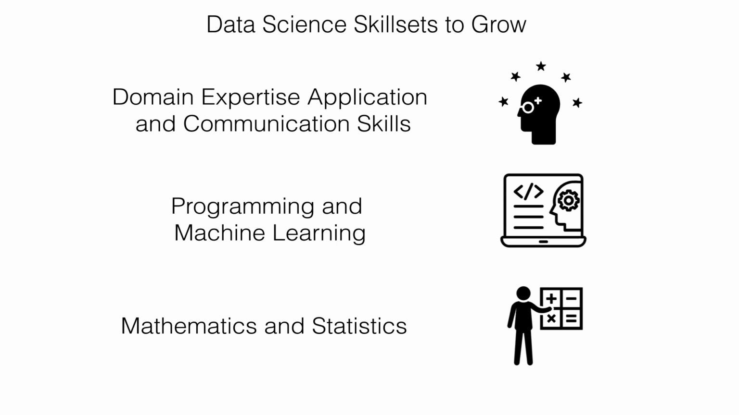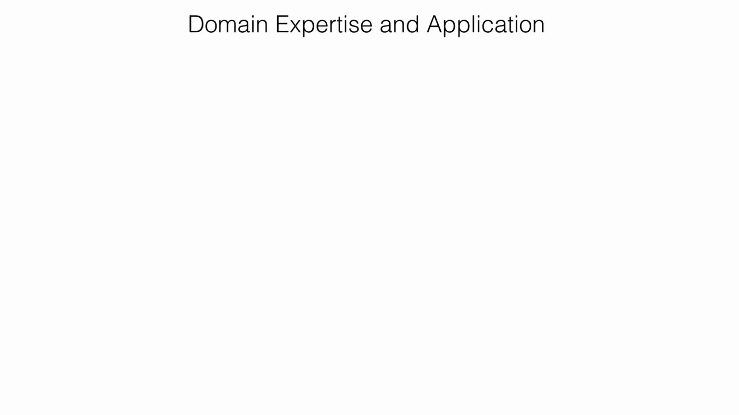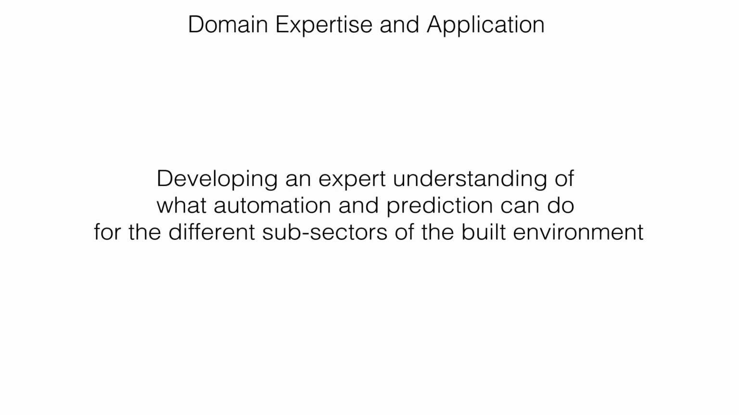You can begin working bit by bit on all of these areas at the same time, or you can choose to focus on 1 or 2 and work alongside colleagues who are proficient in the others. The first key skill set you can work on is simply developing an expert understanding of what automation and prediction can do for the different subsectors of the built environment.